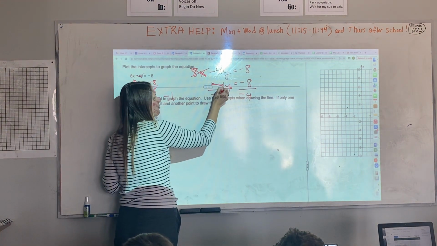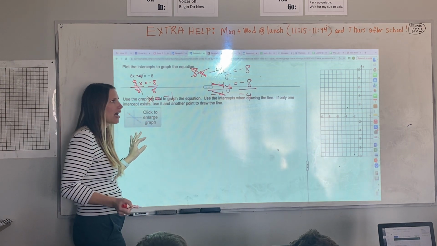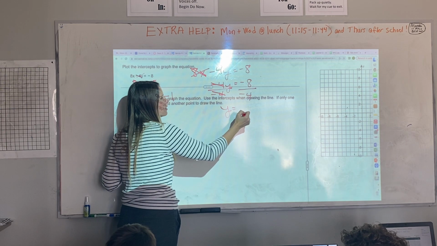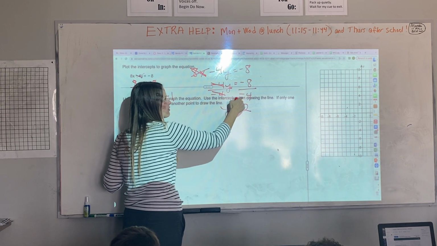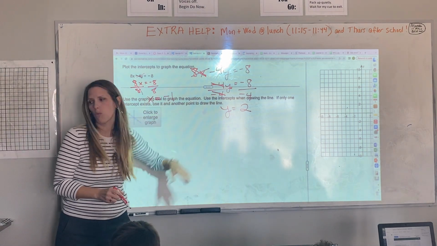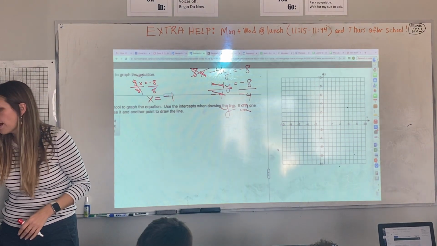All right, so we have negative 4 divided by negative 4. That cancels out. Y equals negative 2. Positive 2, a negative divided by a negative is positive. So the x-intercept is negative 1, the y-intercept is 2. Let's go ahead and graph that.